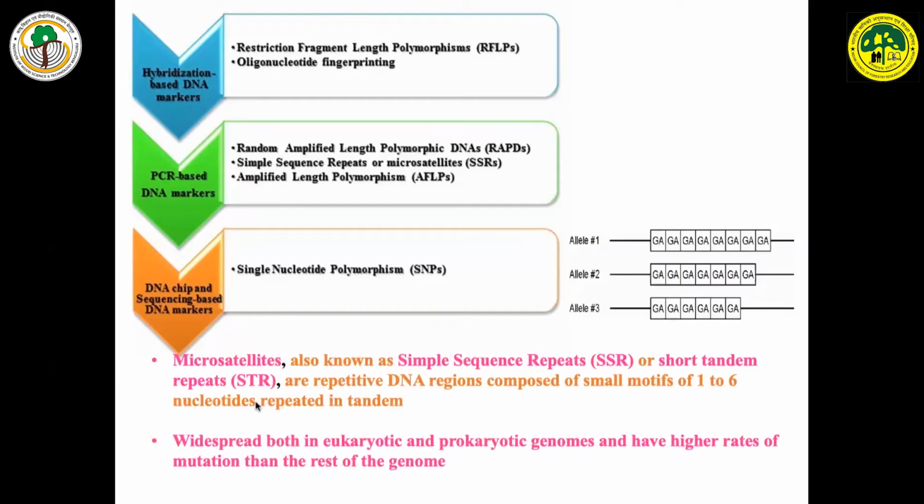So what are these microsatellites? As I often say, microsatellites are one of the markers which can be used for genetic studies. They differ from one population or individual to another. These repeats are highly prone to mutation, and there is a change at the mutation level, so we can identify the level of difference between individuals across populations. These repeats are also widespread in both eukaryotic and prokaryotic genomes.